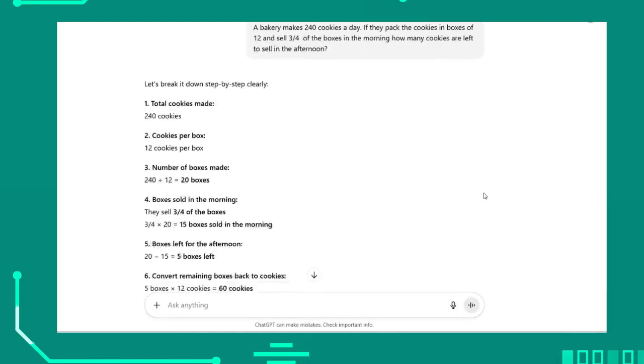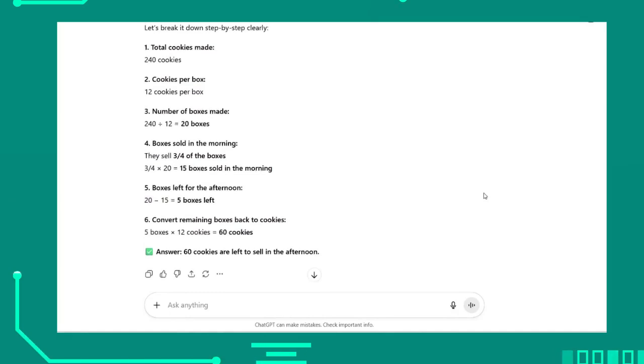As you can see, ChatGPT gives us the response that there will be 60 cookies left to sell in the afternoon. While this is the correct answer, it doesn't really tell us why it is correct or how it got to that conclusion. So, if you wanted to fully understand the word problem, rather than just receiving an answer, this response doesn't give us much insight.